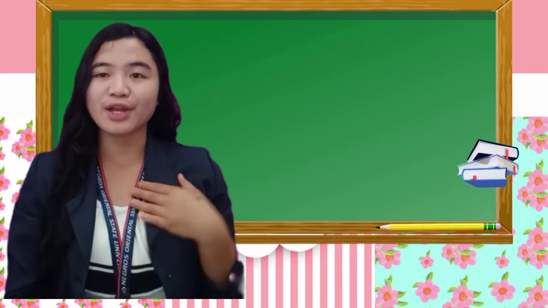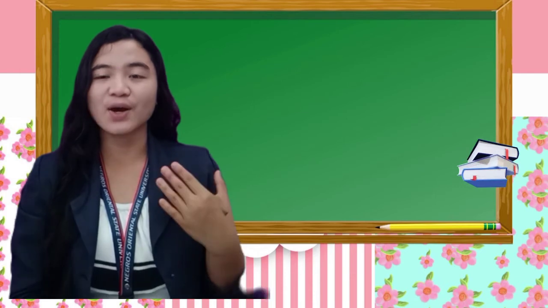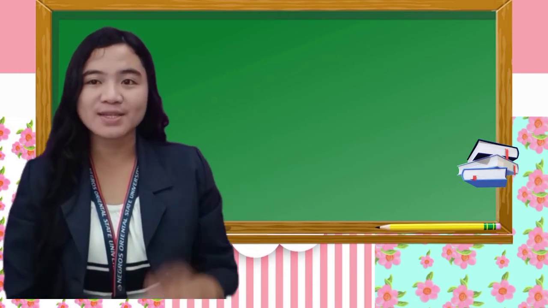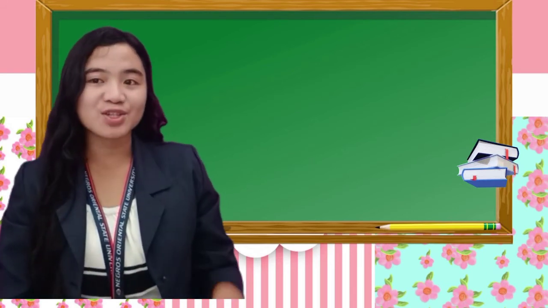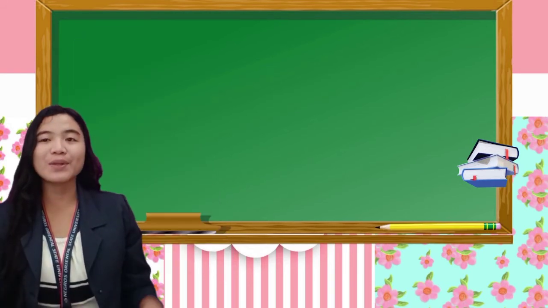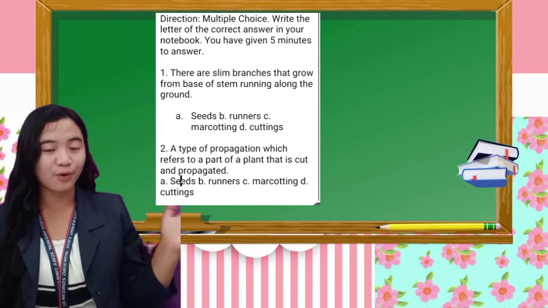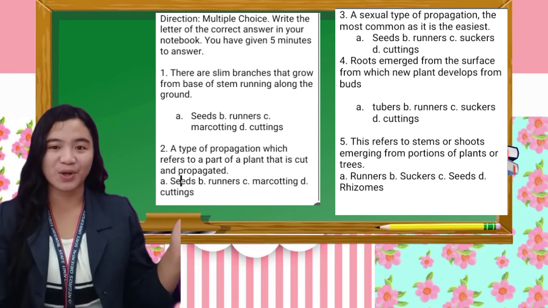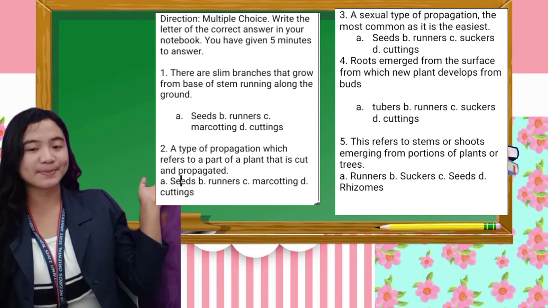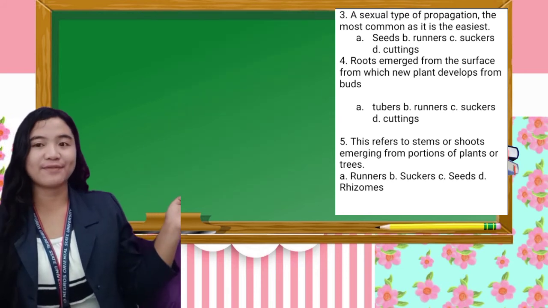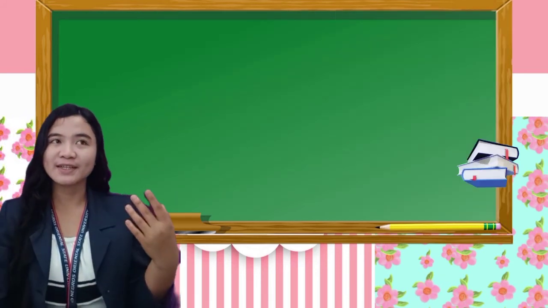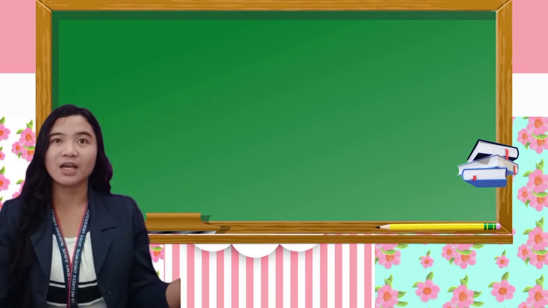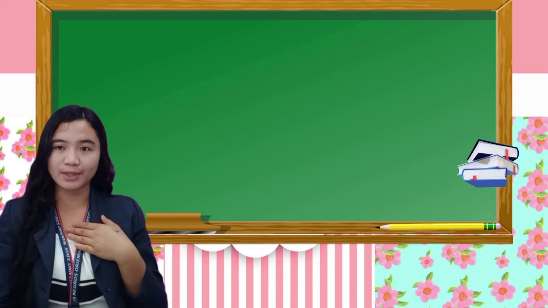So it's time for them to take a test. Direction: multiple choice. Write the letter of the correct answer in your notebook. I will let my students answer the test for 5 minutes. Items 1 to 5, a multiple choice test. Then after the test, I will evaluate if they really understand our topic.